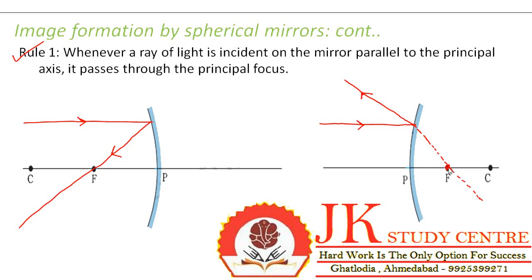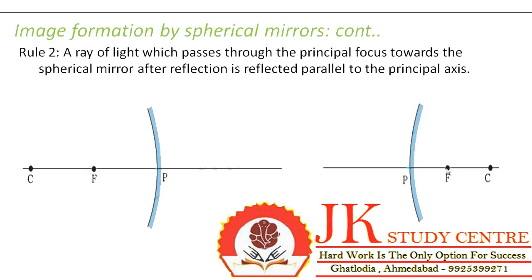So if you extrapolate it, it will appear to pass through this principal focus. Rule number 2: a ray of light which passes through the principal focus towards the spherical mirror is, after reflection, reflected parallel to the principal axis. So it is just the opposite of rule number 1. It says that if the incident ray of light passes through the principal focus and is incident on the mirror, then after reflection it will go parallel to the principal axis. So in this case, this is your incident ray and this is your reflected ray.